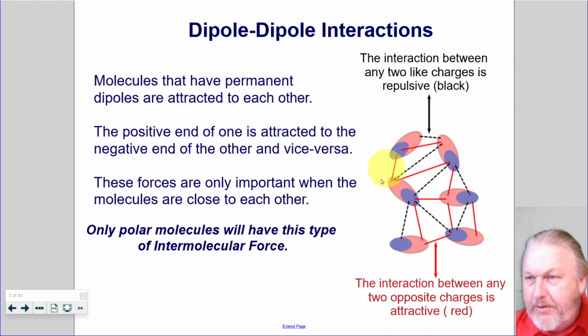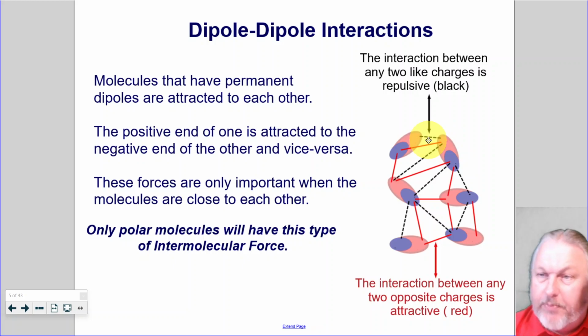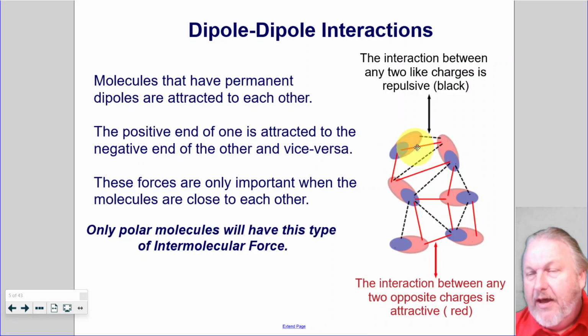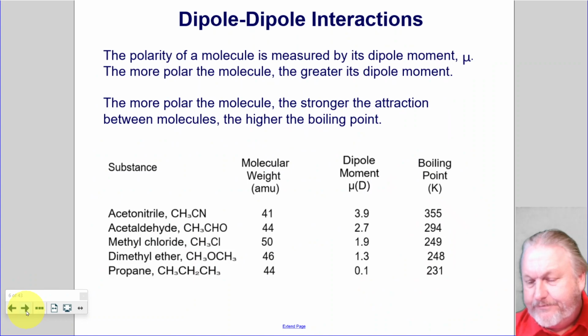So if you look at our little picture right here, the red end is a little bit different. Now these are the same type of pole, and they're going to repulse the other end, whereas this blue end is attracted. So the repulsion interaction is the black lines. The red lines are where the two opposite ends are attracted to each other, and that's your dipole-dipole interaction.